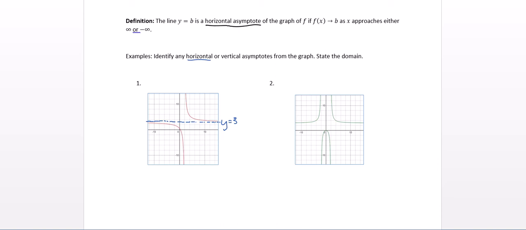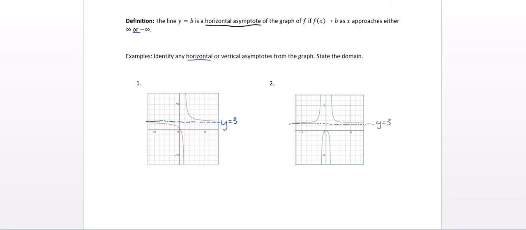I happen to choose gray. Again, eventually, a long time out here towards negative infinity and towards positive infinity, it looks like once again the end of the graph is approaching y equals 3. All right, so that's horizontal asymptotes.